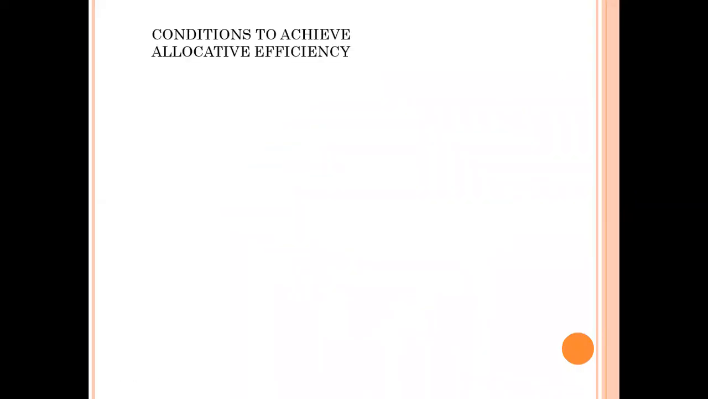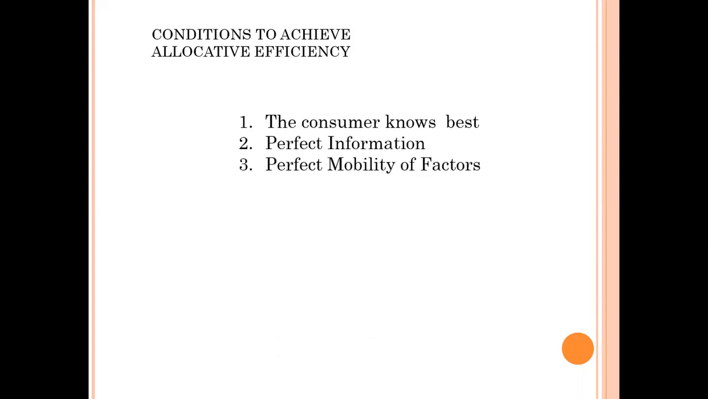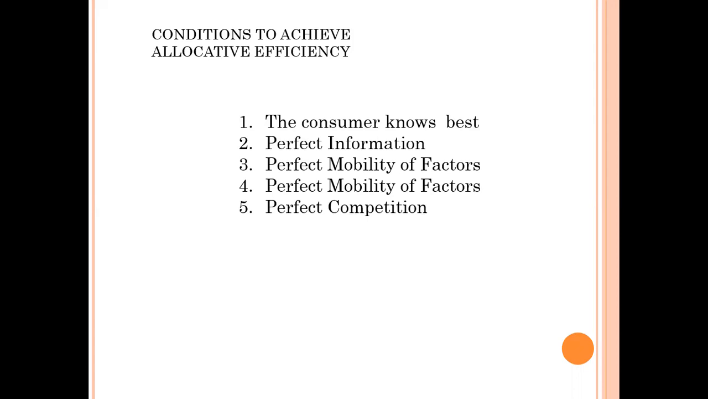Now we will discuss conditions to achieve allocative efficiency. First, we assume that the consumers know best. Then we will discuss perfect information, perfect mobility of factors, perfect competition, no externalities, no public good. When consumers know everything, it means that consumers have sovereignty. Consumers are the best judge of what is good for them.